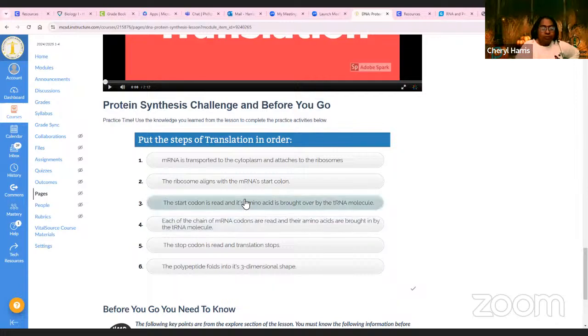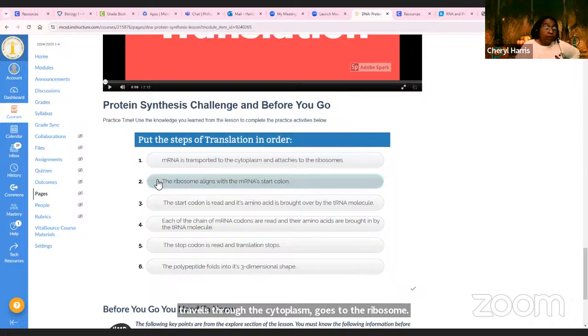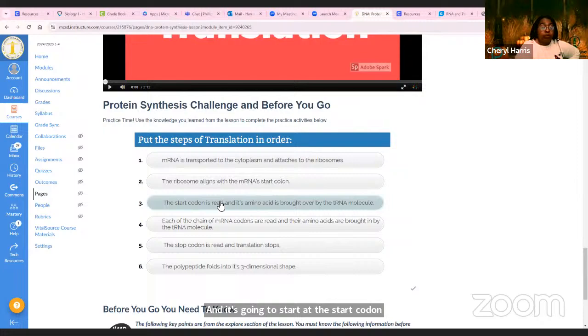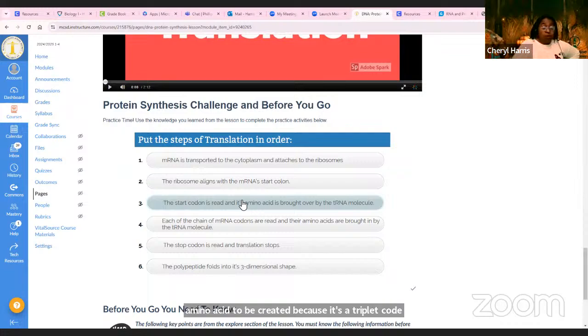These two sound the same. Let's see if it says it's correct. All right, so the messenger RNA left the nucleus, it travels through the cytoplasm, goes to the ribosome. Once in the ribosome, it's going to line up, create a template that needs to be read. So this is what we mean by translate. The message needs to be read, and it's going to start at the start codon, and it's going to read, and it's going to decide, I need this amino acid to be created because it's a triplet code. So it tells the transfer RNA, go get this amino acid.